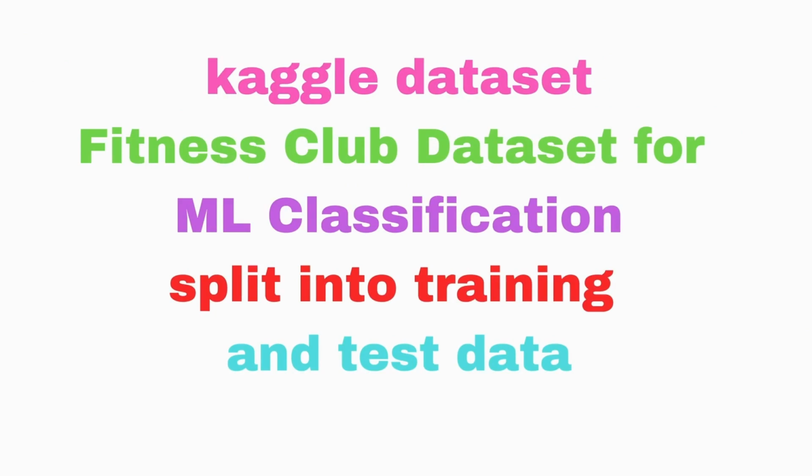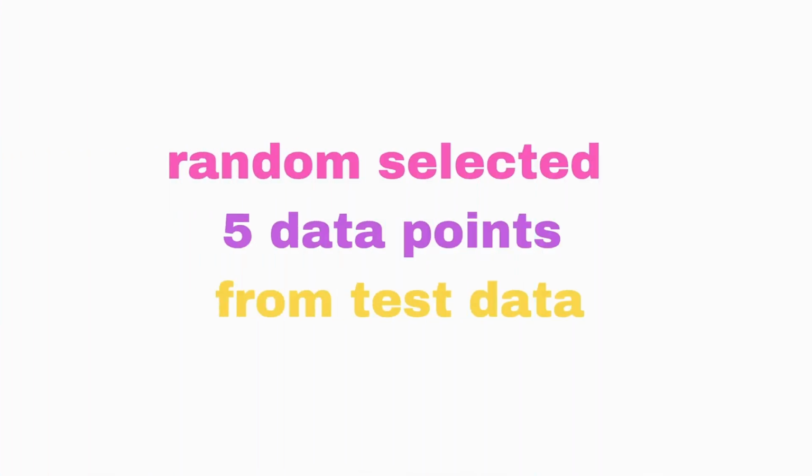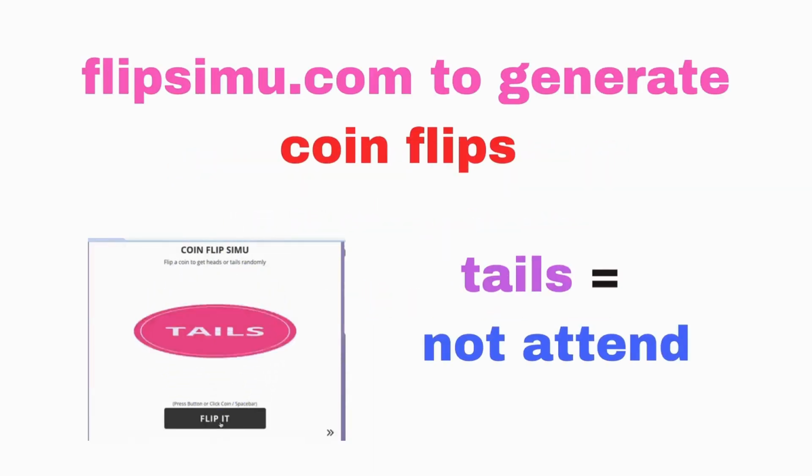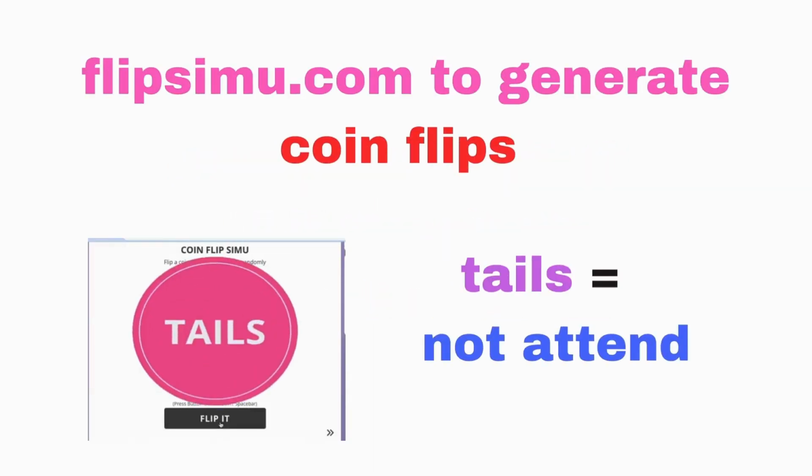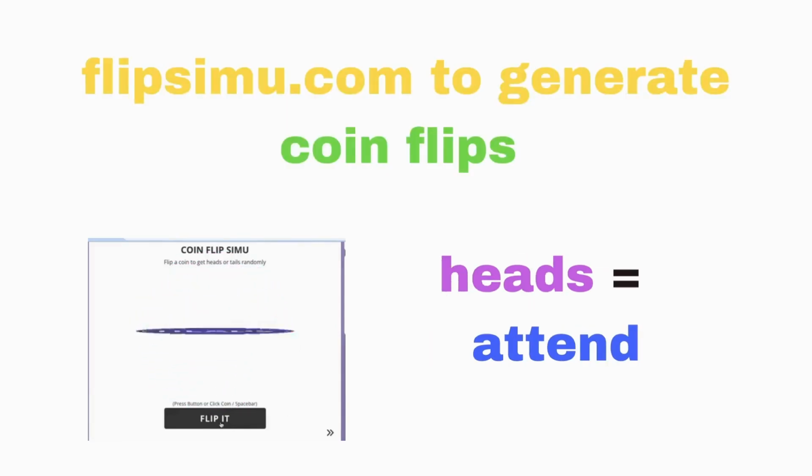I downloaded the dataset from Kaggle. It's a fitness club dataset for machine learning classification. The fitness club is based in Canada. I split the dataset into a training and test dataset, and then I randomly selected 5 data points from the test dataset for the coin predictions. I used flipsimu.com to generate the coin flips. A coin flip of tails will be assumed to mean not attend, and a coin flip of heads means attend.